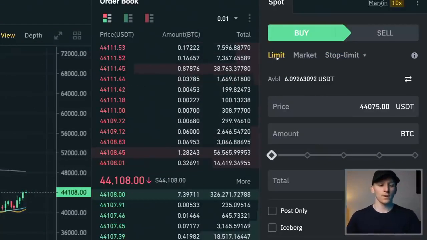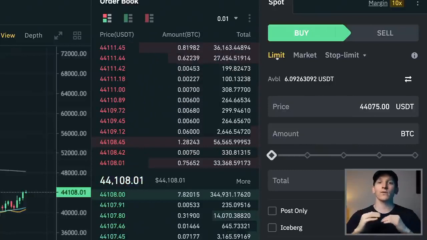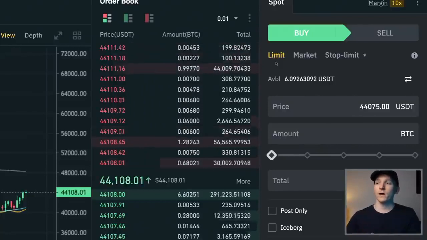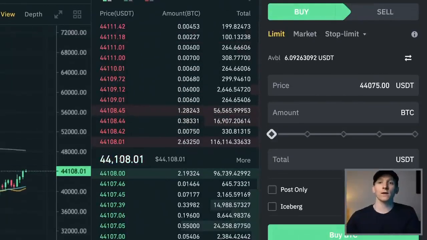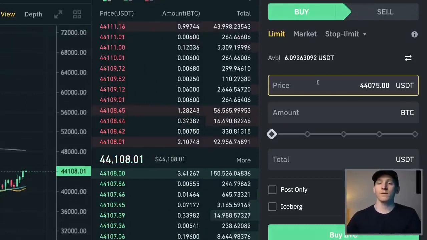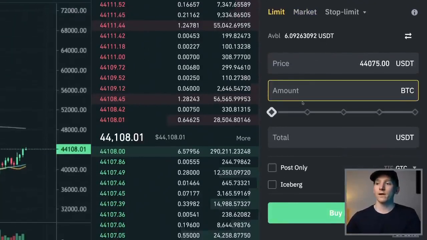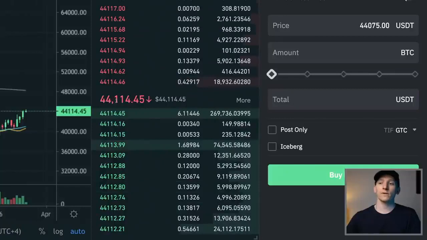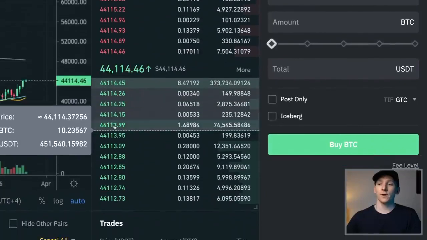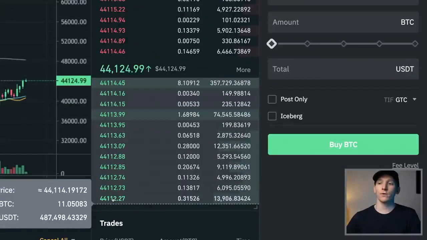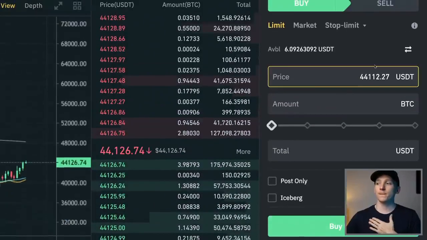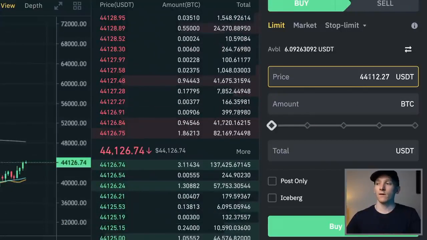A limit order is when you tell the system the exact price that you want to trade at, and if the price doesn't match your trade, then it won't go through. This is different to a market order, because let's say the price right now is 44,114, but I want to trade at, let's say, 44,112. So obviously my bid, you can see right here, is underneath the current price.